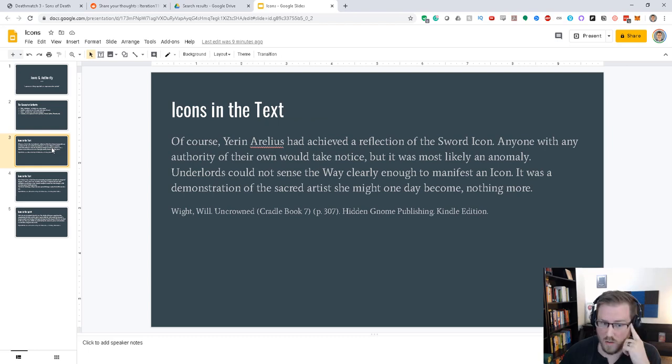All right, so icons in the text. We first see icons discussed when everybody freaks out when Yeren beats Linden in their fight, one-on-one. "So of course, Yeren Aurelius had achieved a reflection of the sword icon. Anyone with any authority of their own would take notice, but it was most likely an anomaly. Underlords could not sense the way clearly enough to manifest an icon. It was a demonstration of the sacred artist she might one day become, nothing more."